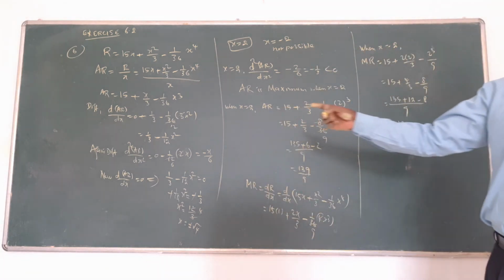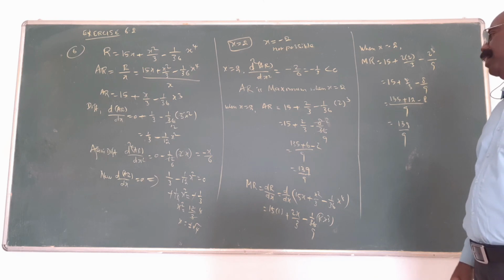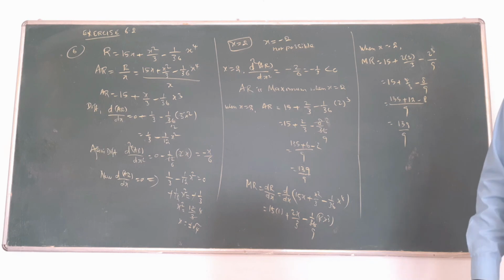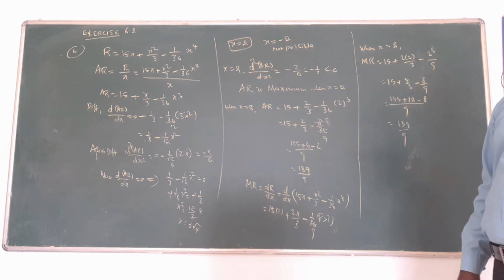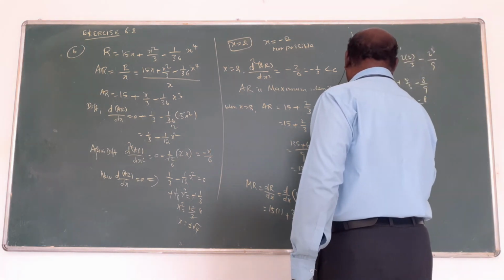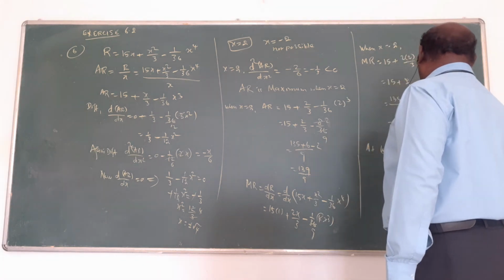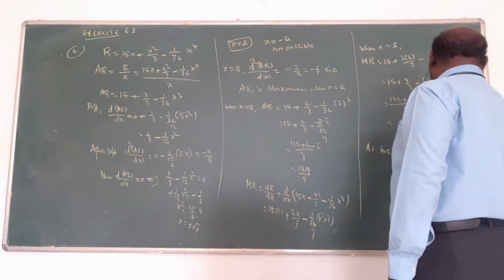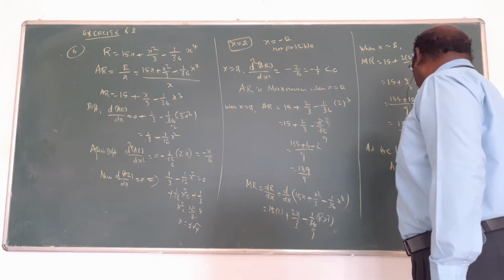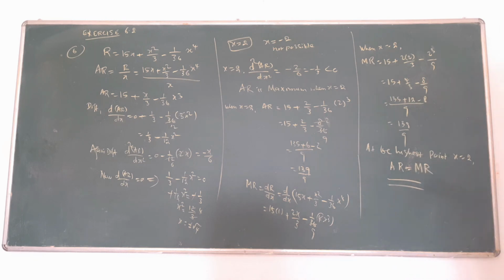Therefore, the average revenue is maximum when the average revenue and the marginal revenue are equal. That is the answer. Am I correct? At the highest point, x equal to 2, and the average revenue will be equal to marginal revenue. This is the answer. The last question is the application problem.